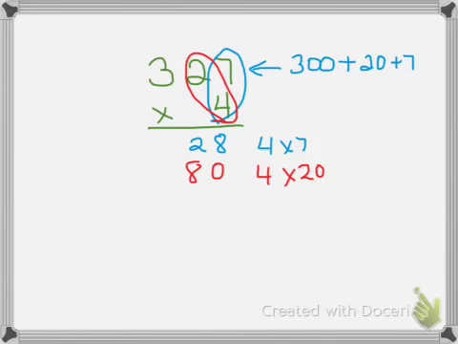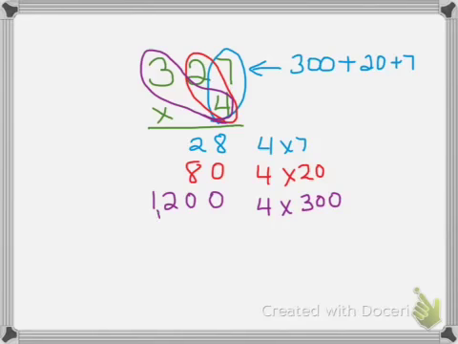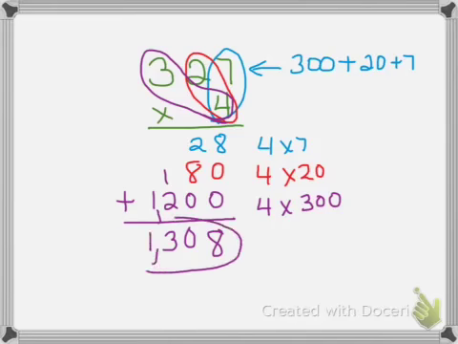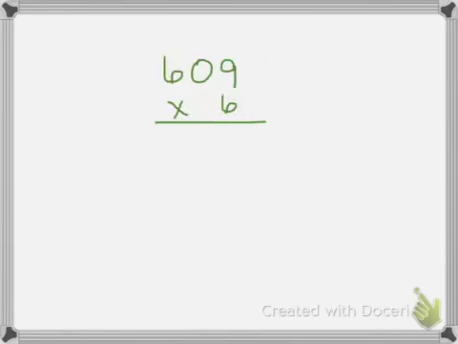And then finally, I'm going to do 4 times the 3, which is 4 times the value of the 3, which is 300. So 4 times 300 is 1,200. Each of these partial products I'm going to add together. So 8, 10, carry the 1, 3, whoop, almost made it disappear, 1,308.